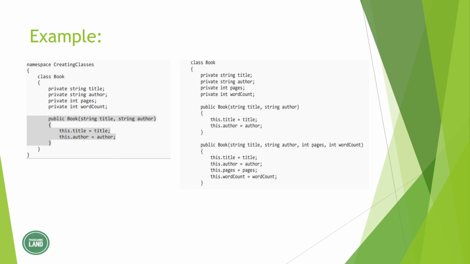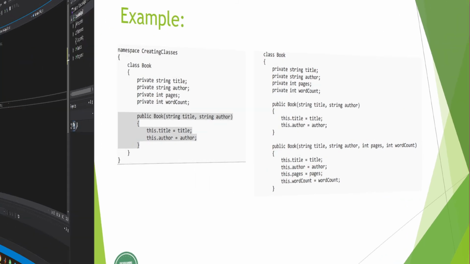Here is an example of multiple constructors. On the left picture you see it has just one constructor, but on the right picture you see it has 2 constructors. The first one has 2 arguments. The second one has 4 arguments.